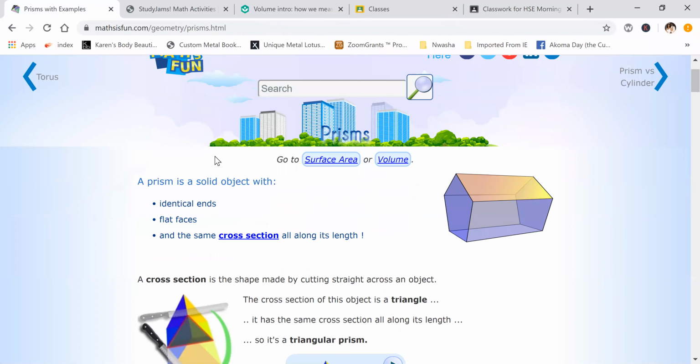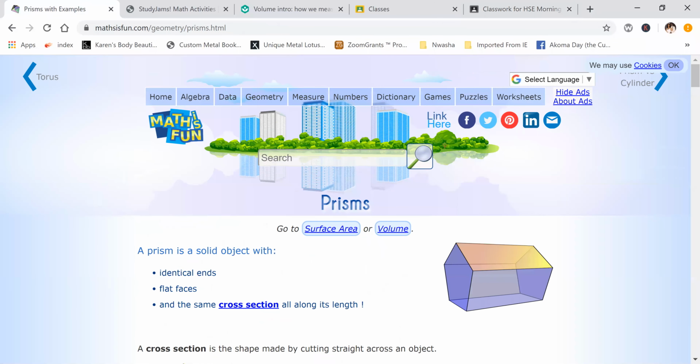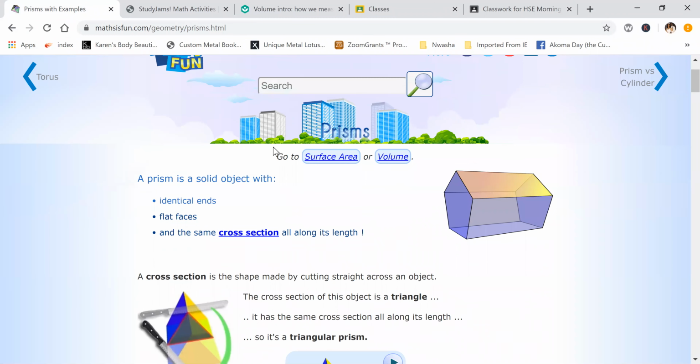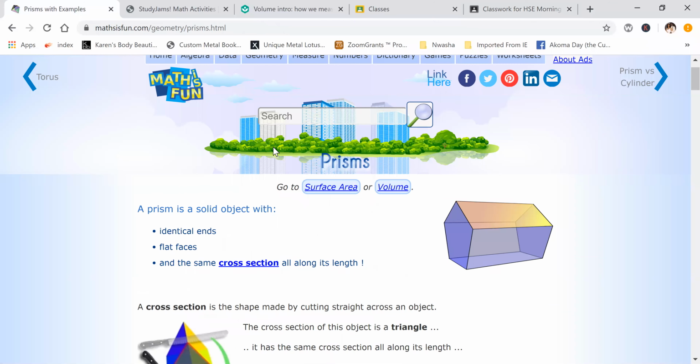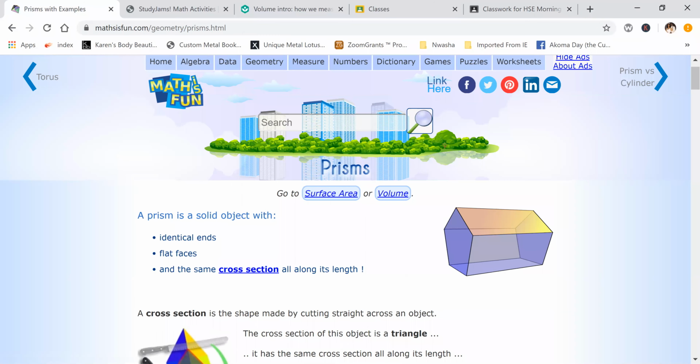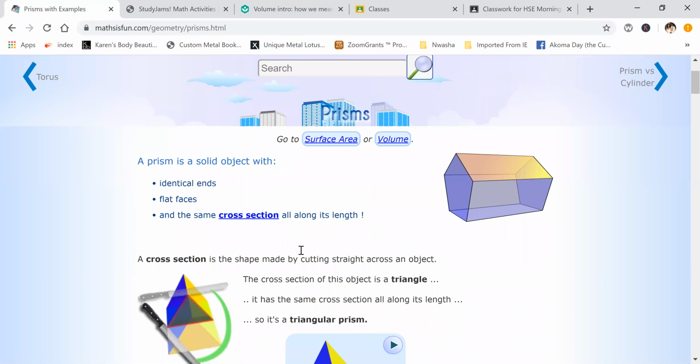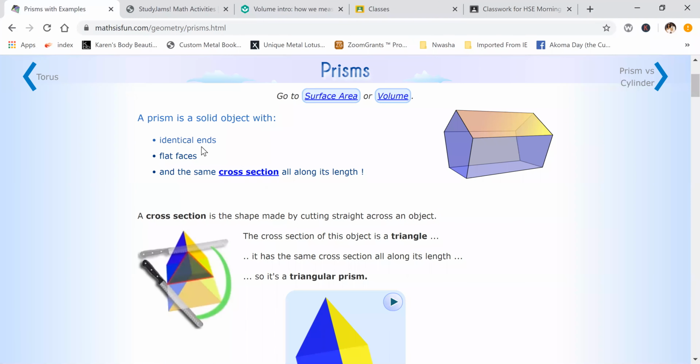So on Math is Fun, it's talking about what we just said. You know, there's going to be surface area or volume. It's telling you that the prism has identical ends. So this one would be a pentagon.